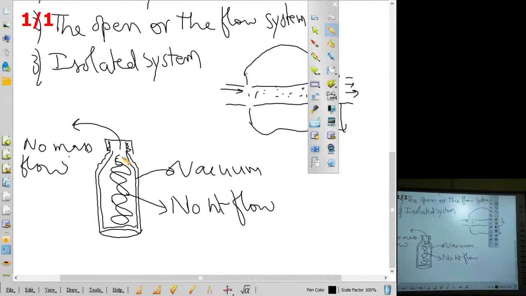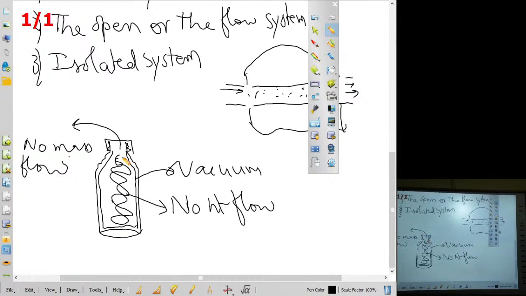Only for the gas. See, before, when I was explaining this, I have mentioned the flask a number of times. So that is why in most of the books what you will see is that for the isolated system, flask is taken as the example. But that is not correct. Gas inside a thermos flask is the correct answer for an isolated system.